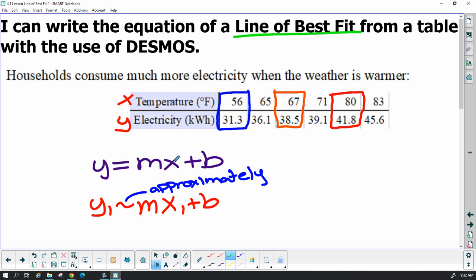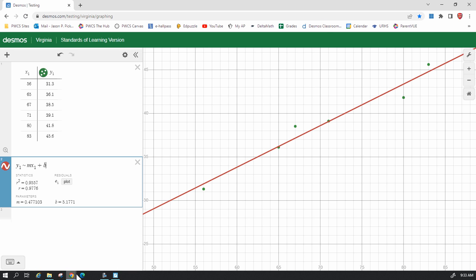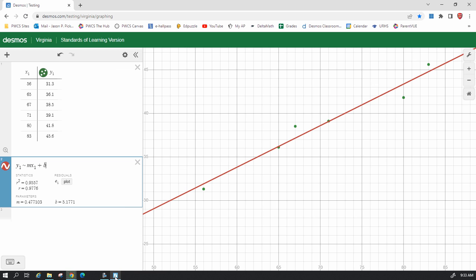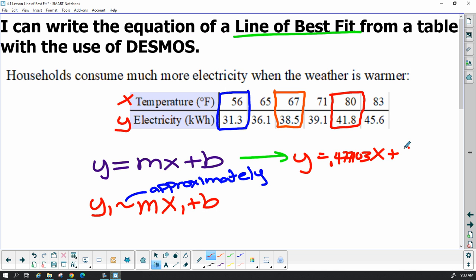And so I'm going to take that information that the calculator gave me, and we write lines by starting with a y and an x, and I'm going to plug in the slope and the intercept. So it says the slope is 0.477103. And it says the intercept is 5.1771. It's positive.